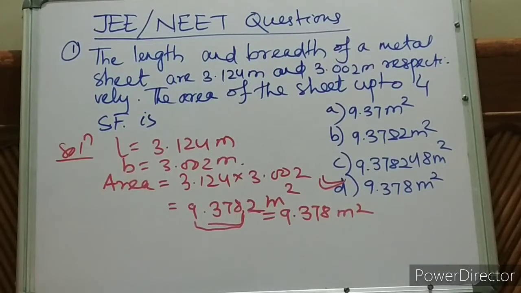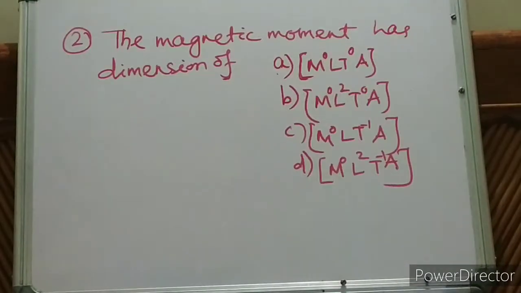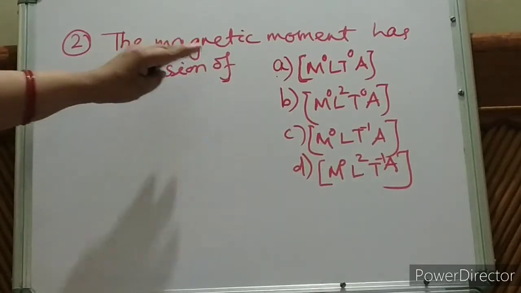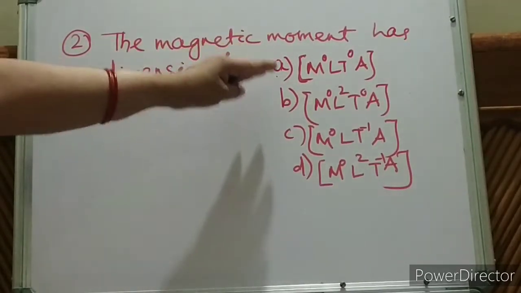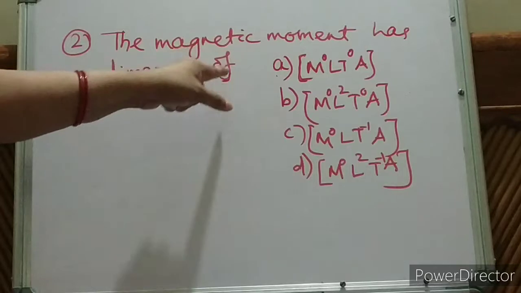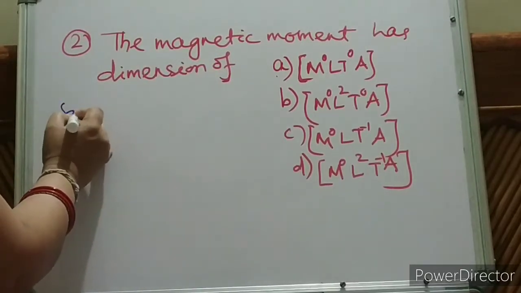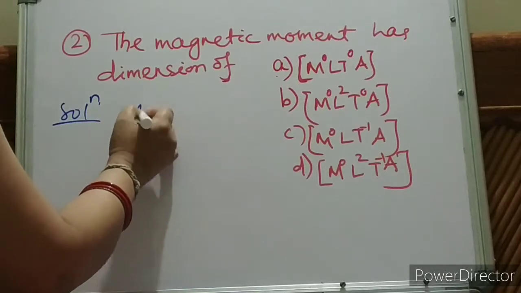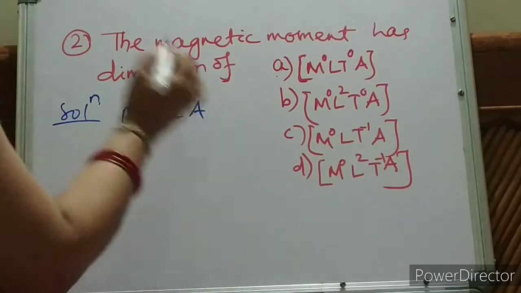Now we will do the next question. The magnetic moment has dimension of what? You have to find out the dimension of magnetic moment. How to do it? Easy. What is the magnetic moment formula? M is equal to I A.